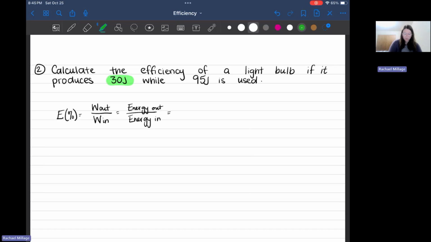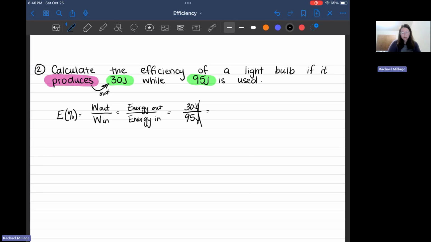I know I have 30 joules and 95 joules. My big context clue here is produces. Produces tells me that this 30 joules is out. Okay, our energy and our work out is always going to be smaller. So that's another really good one to use. With mechanical advantage, that's not always true. But with efficiency, that is always true, okay? The out is always going to be smaller than the in. So I have 30 joules out divided by 95 joules in.